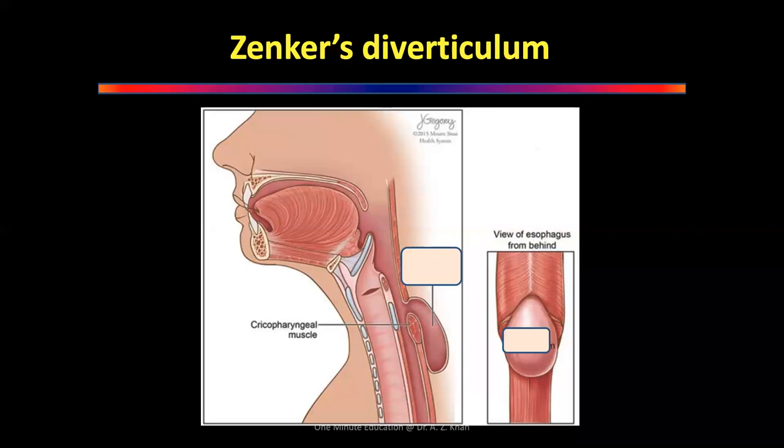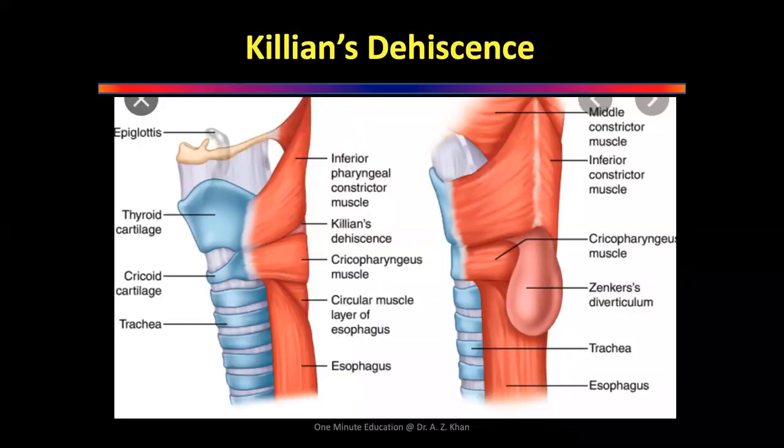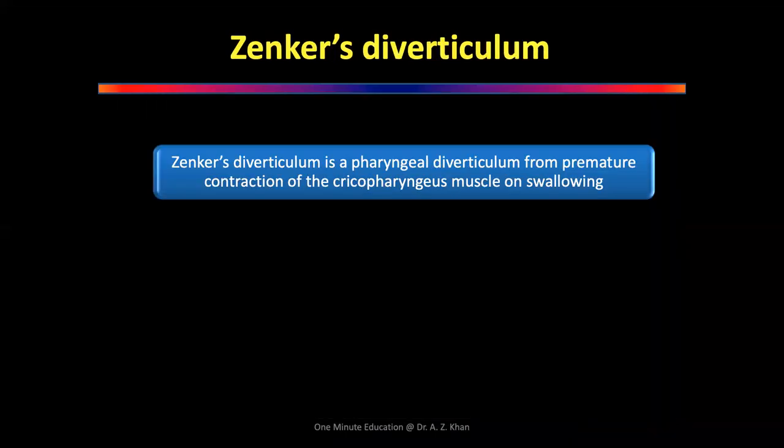Okay. This is Zenker's diverticulum, okay? And what's the gap? Killian's dehiscence. Very good. Okay, what forms the Killian's dehiscence? Between the pharyngeal inferior constrictor muscle and the cricopharyngeus. Very good. So it's the lower border of the inferior constrictor muscle and the upper border of the cricopharyngeus muscle. Good.